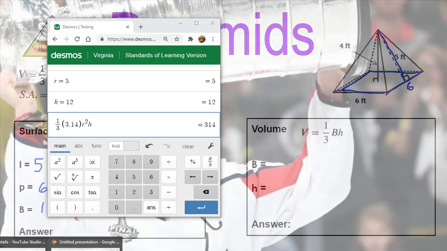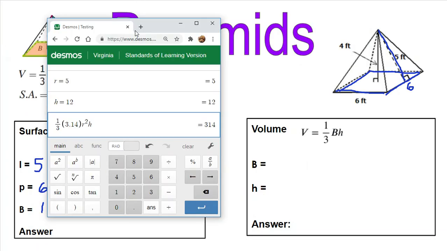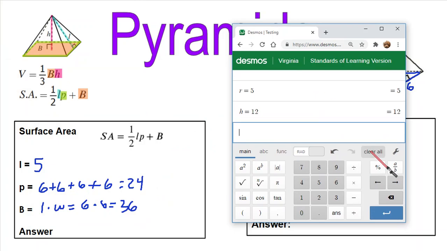Okay, so now that I know all the information I need for that formula, I can plug it into Desmos. I'm going to make sure I clear it out. I'm going to type in L equals 5, then P equals 24, and B equals 36. And now I can type in my formula.